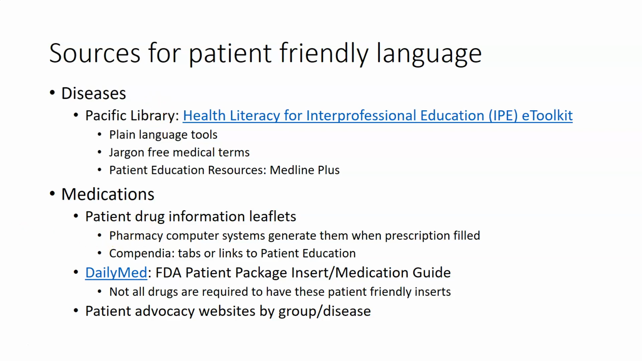For medications, within your compendia, there are patient drug information leaflets. If you've ever received a prescription at a pharmacy before, you were usually provided some paper that talked about your medication in patient-friendly language. Those are the drug information leaflets. Many pharmacies, their computer system automatically generates them, but if that is not available, you can actually access them from your compendia, and I will show you where to find those.